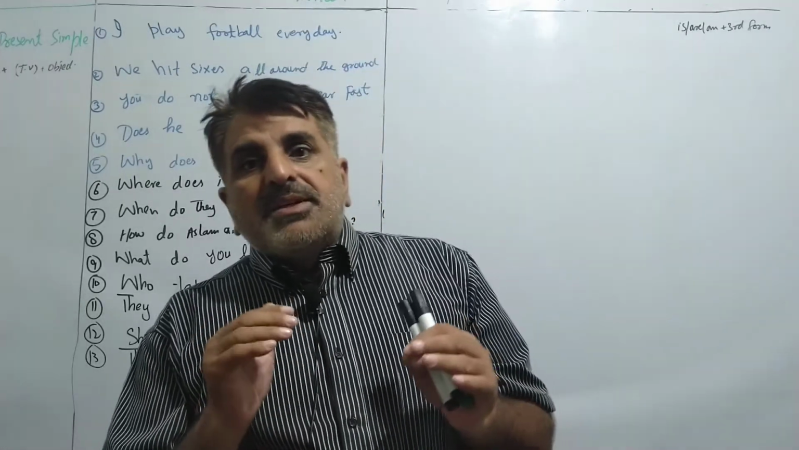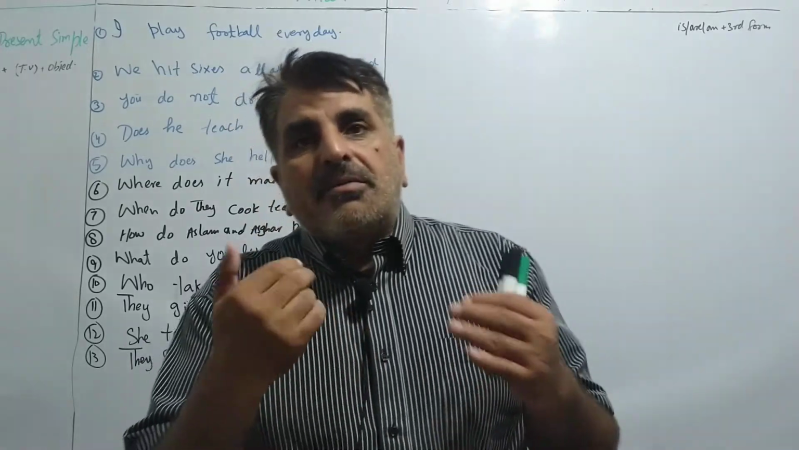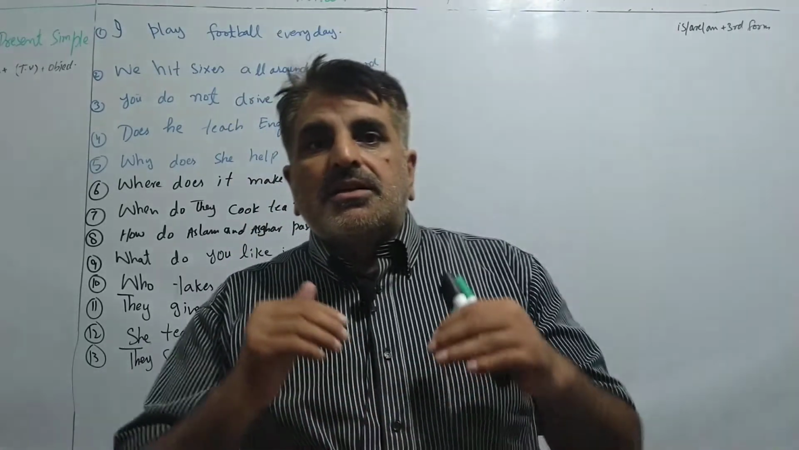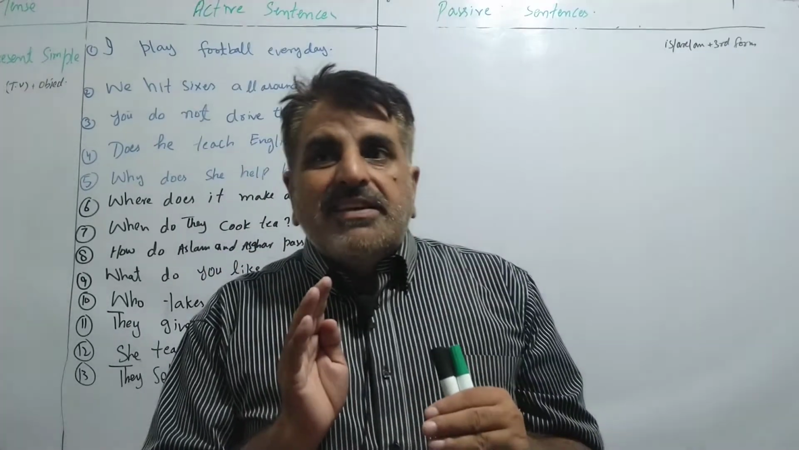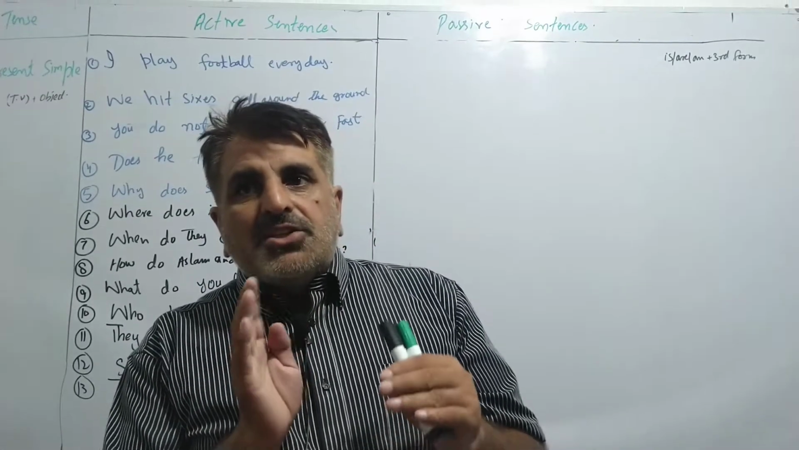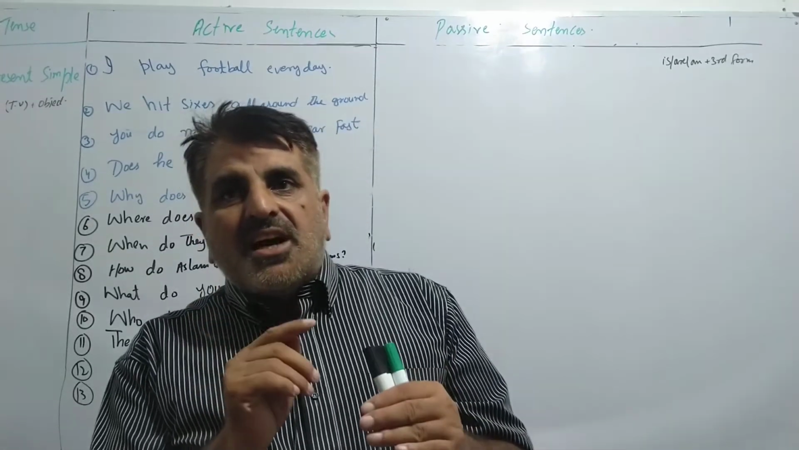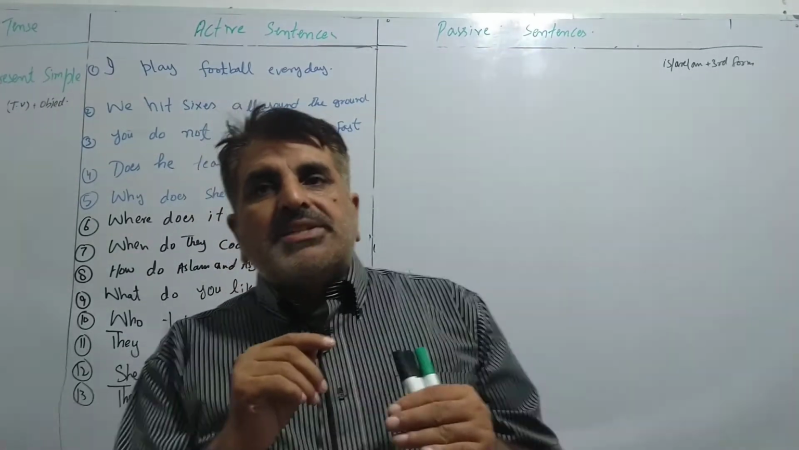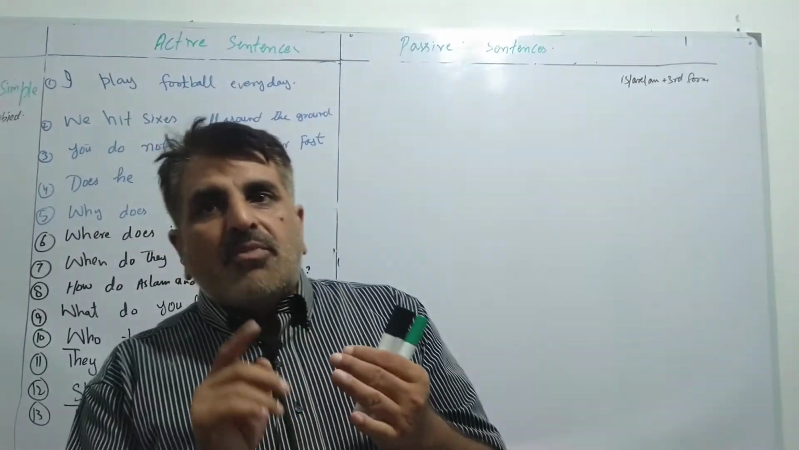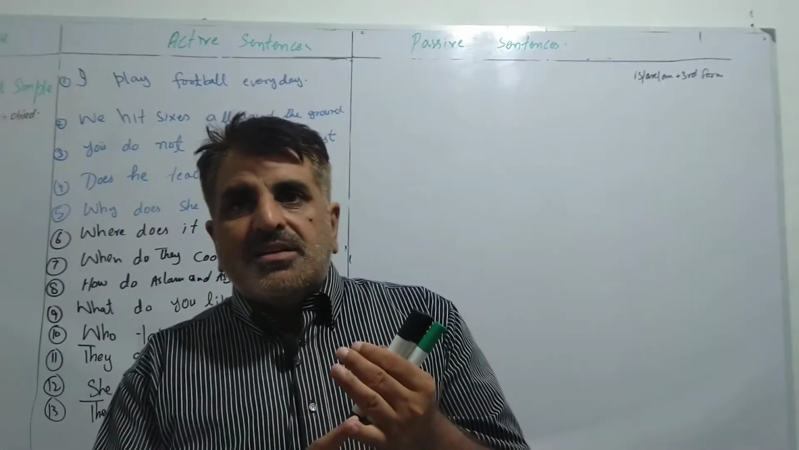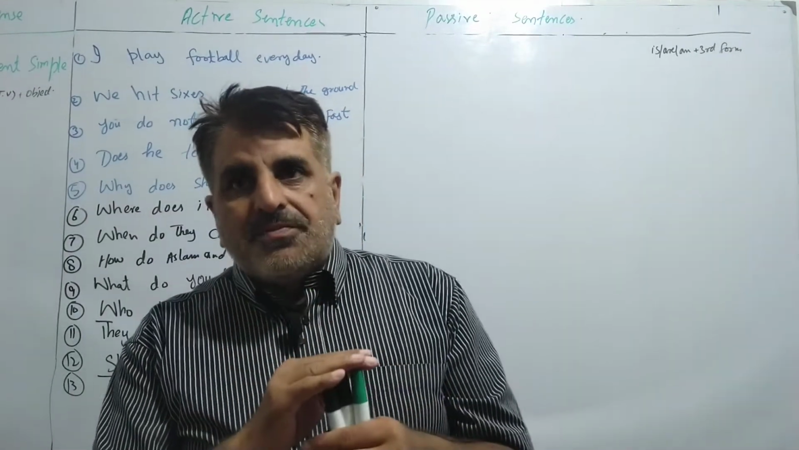Some students know, but some students don't know. What is the role of active and passive voice in our communication skills? Active voice always focuses on the subject and active verb, but in passive voice we always focus on the object and passive verb. If the object is important for the speaker or the writer, then he uses this structure.